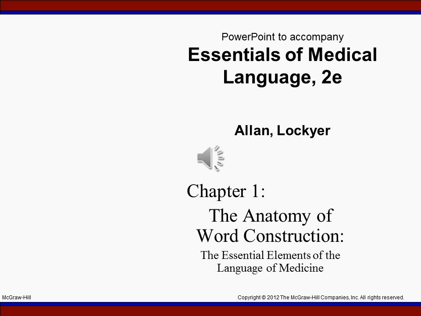The learning outcomes for this particular chapter: there are 6 learning outcomes that we're going to discuss. We're going to discuss identifying the root, combining vowels, and combining forms of medical terms. We're also going to discuss, number 2, understanding the importance of suffixes and prefixes.